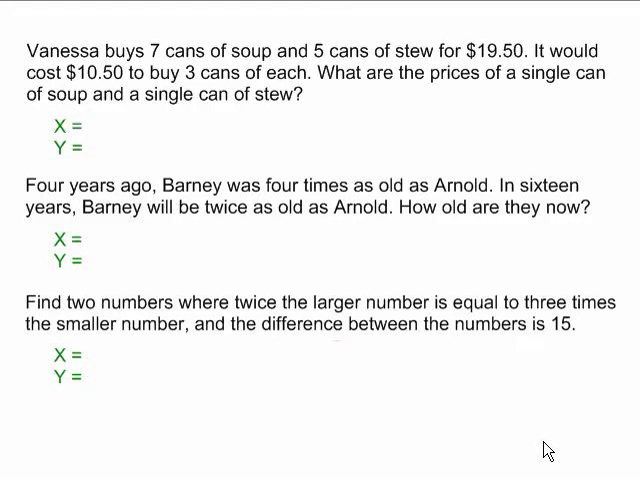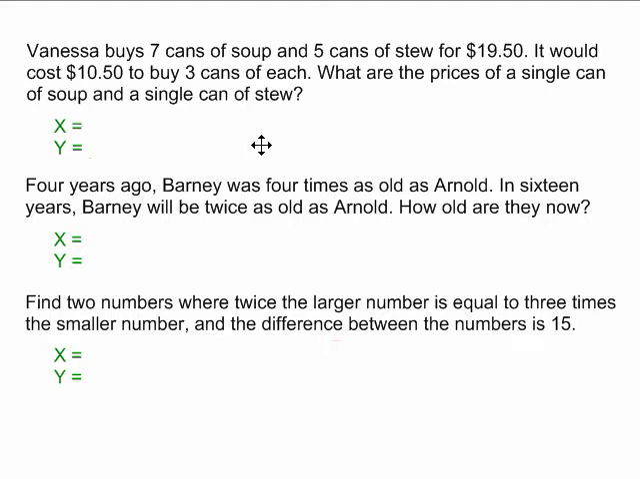This video will illustrate how to create the two equations when you are doing word problems for a Systems of Equations course. The first example has Vanessa buying 7 cans of soup and 5 cans of stew for $19.50. It would cost $10.50 to buy 3 cans of each. What are the prices of a single can of soup and a single can of stew?